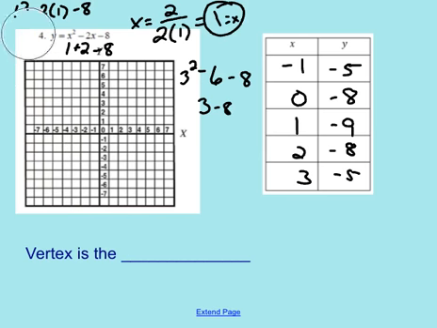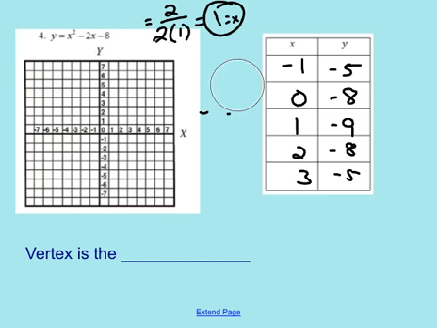Okay, I need my graph, so I'm going to erase some of my work. I'm going to go 1, -9. So that's -7, -8, -9. I'm sorry it's off your graph. We didn't put very good numbers there.